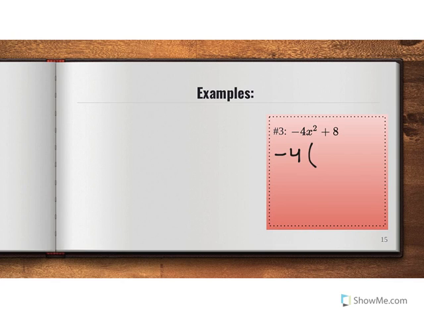So now I'm just going to divide out. So negative 4x squared divided by negative 4 is just x squared. And then we have our 8 divided by negative 4, which is going to be a negative 2. Again, that negative 4 is our GCF, and then the whole thing all together is our factored form.